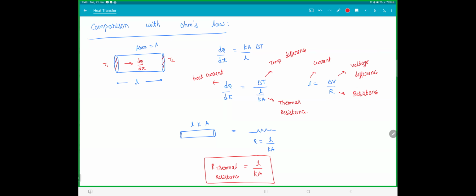If you remember the resistance formula, rho L by area. Rho is what? Resistivity. 1 by rho is conductivity, isn't it? So rho became 1 by K. Rho is resistivity, and 1 by rho is conductivity. So in the regular resistance formula rho L by area, rho became 1 by K, so we got L by kA. Clear with this?